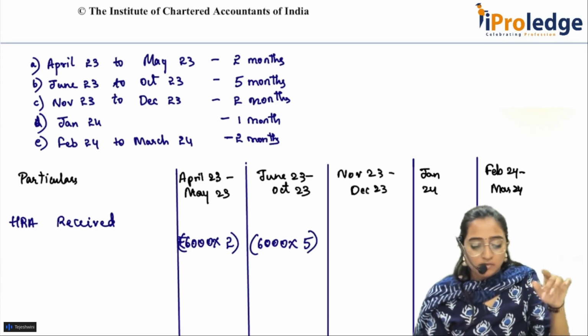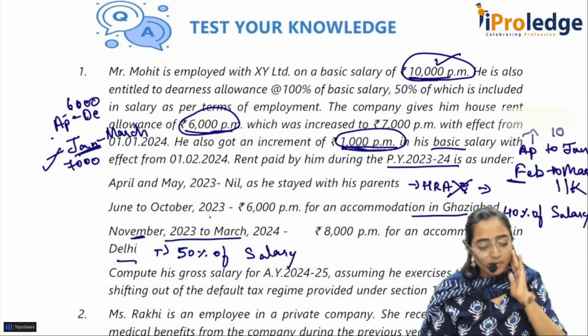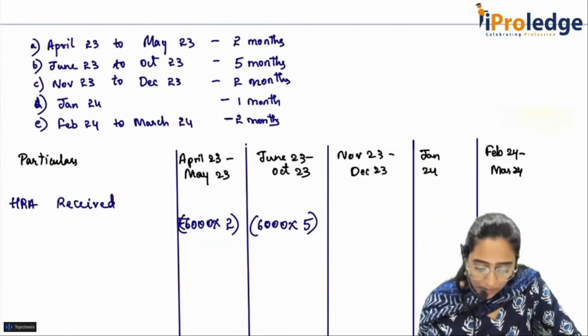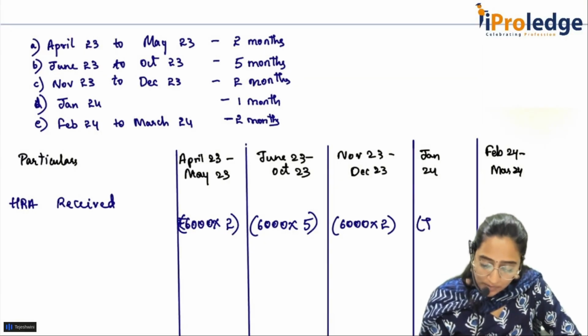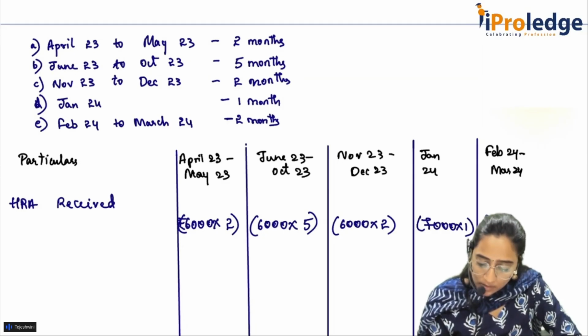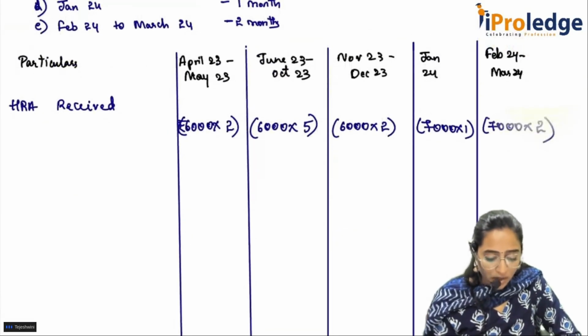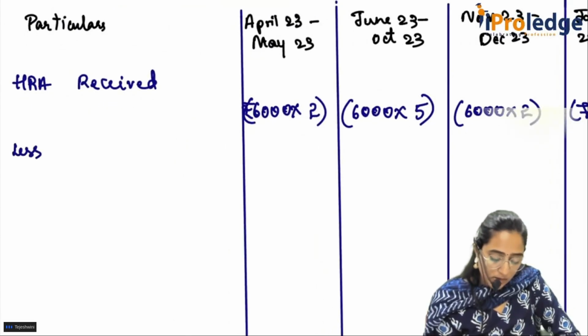It has been changed in which month? Jan. From the month of Jan, your HRA changed to 7,000. So till November, December, you have no problem. 6,000 multiplied by 2, you can do this computation. After that, what happened? 7,000 multiplied by 1, then 7,000 multiplied by 2. Clear? Everyone?